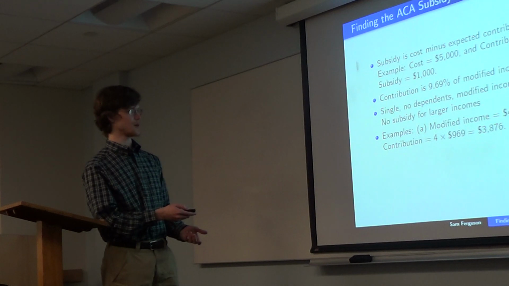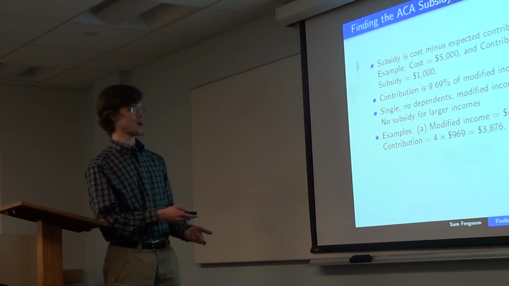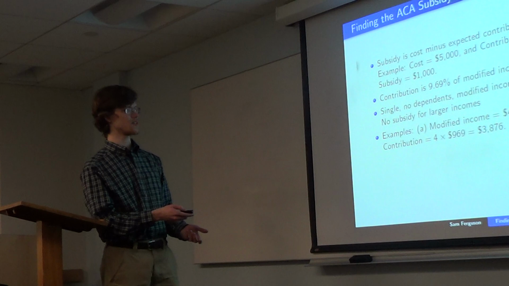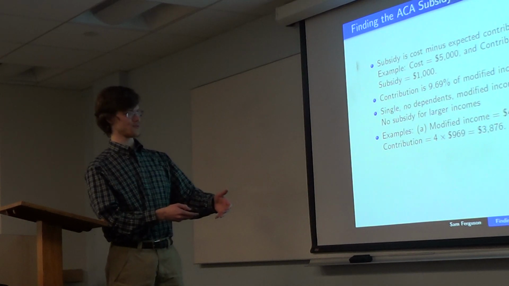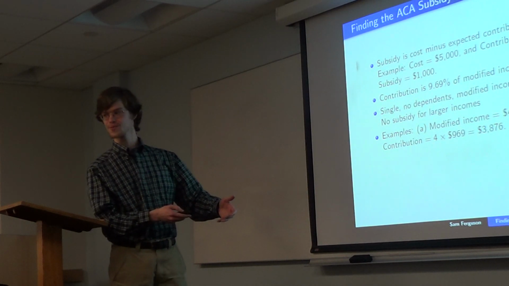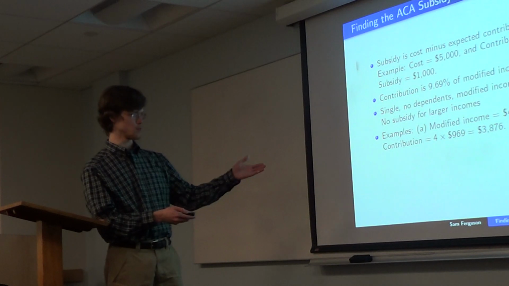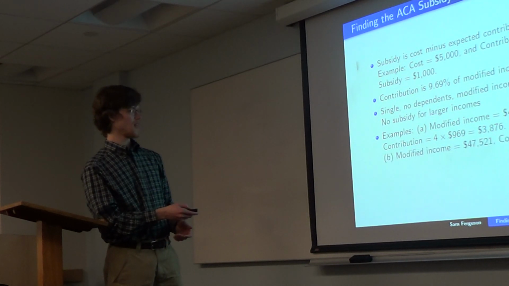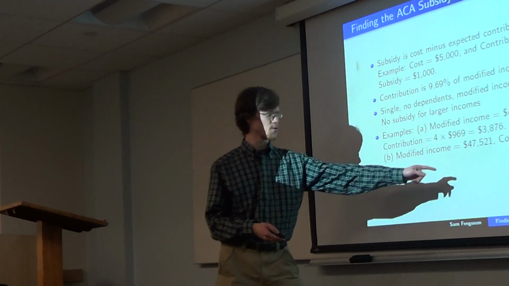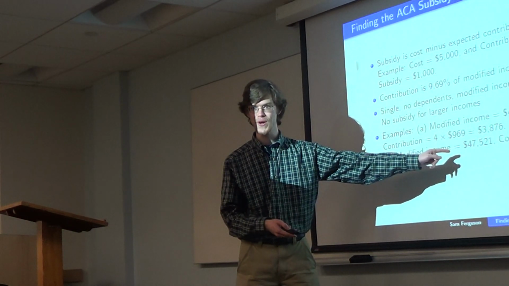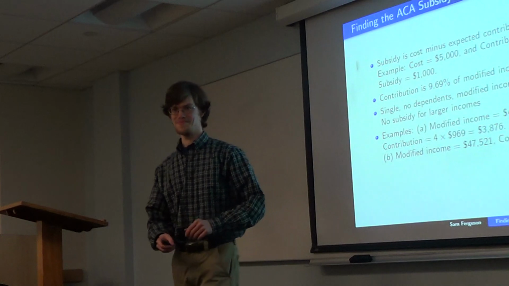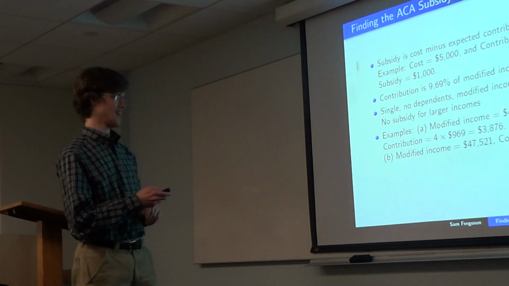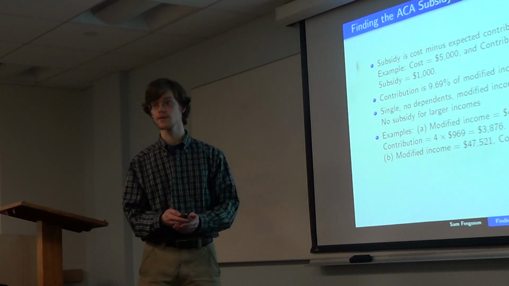Okay, so here's an example. Modified income, $40,000. The contribution is 4 times the 9.69 thing, which becomes $969. And if you multiply 4 by that, you get this contribution. Okay? But if they were $1 beyond this upper threshold, boom, they get no subsidy. And so their contribution is the full cost.